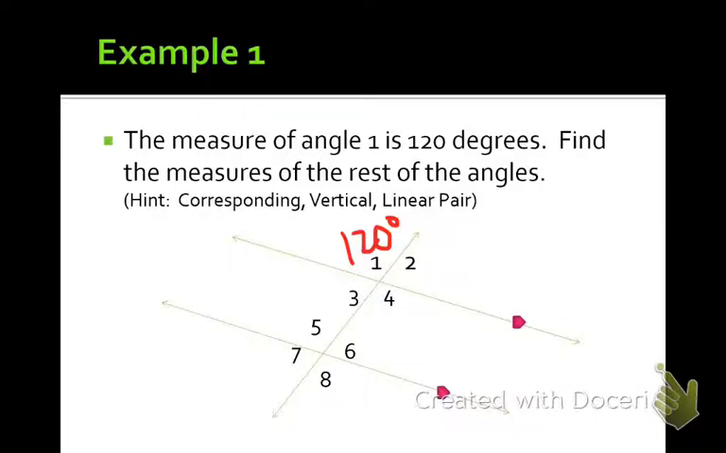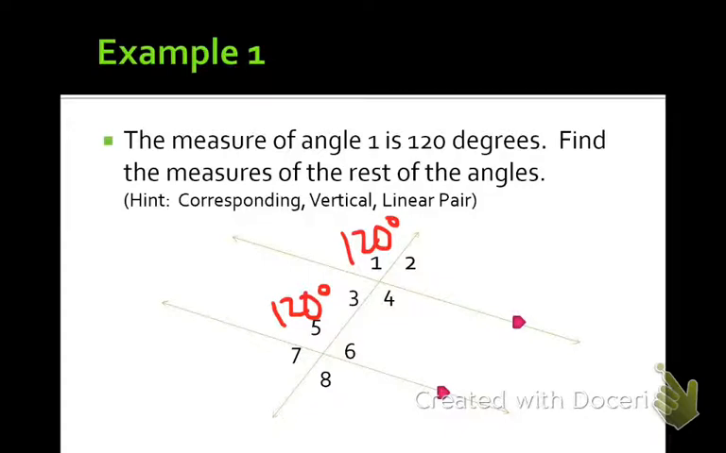Kayla. Angle 8. Those don't correspond. What corresponds with 1? Ryan? Angle 4. That's not a corresponding angle. What angle corresponds? Megan? Angle 5. So we could say angle 5 is 120 because of corresponding angles.